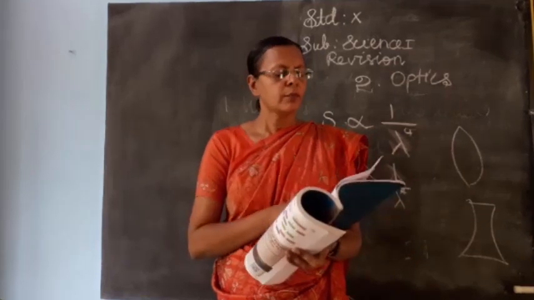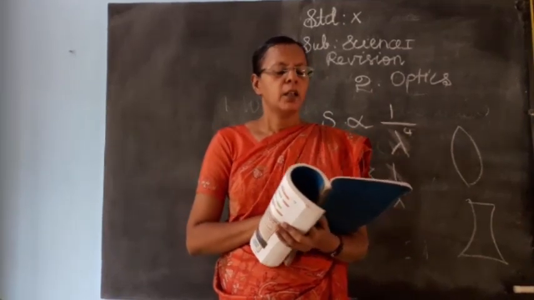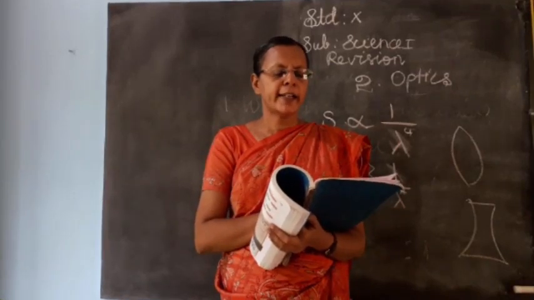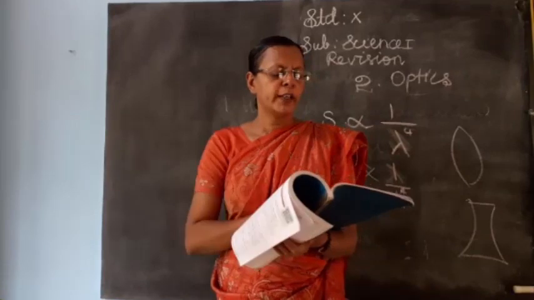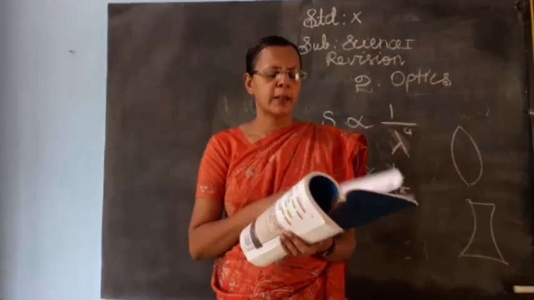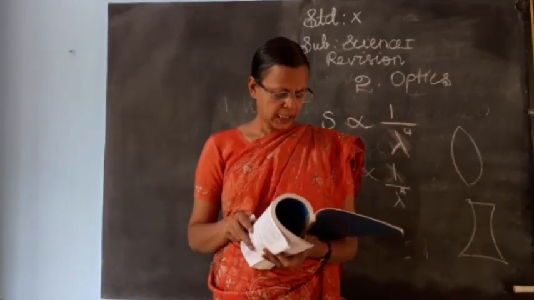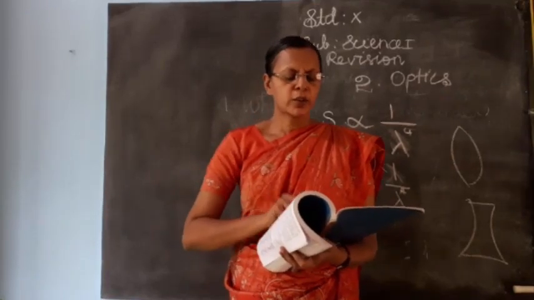Okay. Next, why does the sky appear blue in color? The answer is in page number 18. Okay, so you see below.